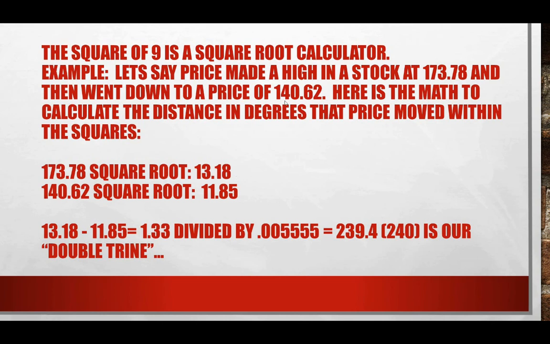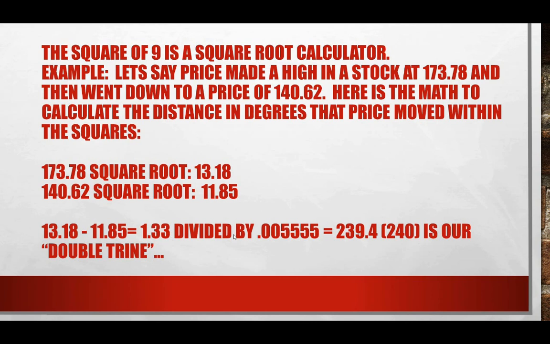The low price up here is 140.62, and the square root of that is 11.85. What we want to find out is how far did price move between those two price points? How far in degrees on the square of 9? That's what's important. So we take 13.18 and we subtract 11.85 and we get 1.33. These are the two square roots here. We subtract them, we get a difference of 1.33.